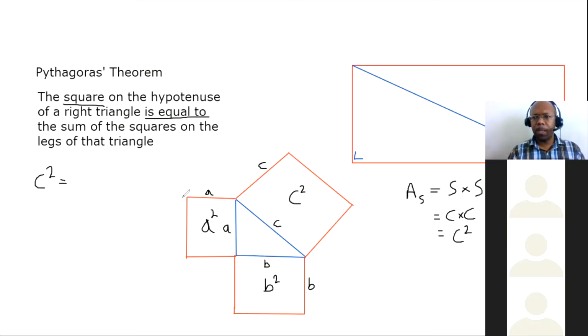So what does sum mean? What operation is that? Adding, yes, addition. So let's go alphabetically. Let's use alphabetical order and say a squared plus, because they said the sum, right? So we have to add up these squares, plus b squared. And there we've derived the formula for Pythagoras' theorem.